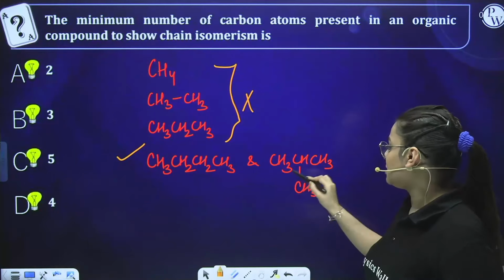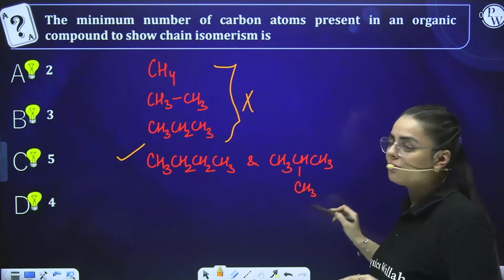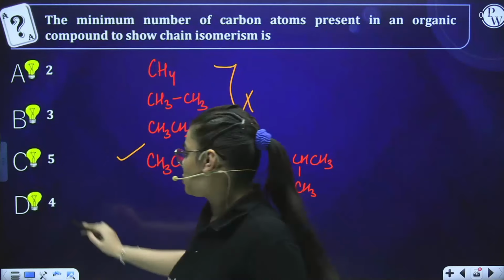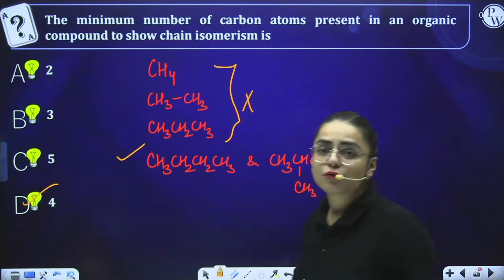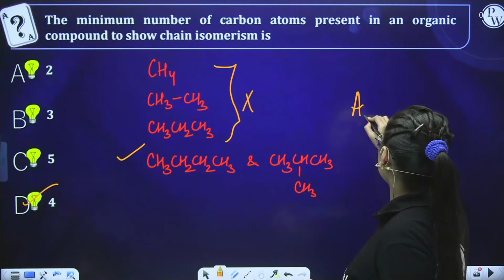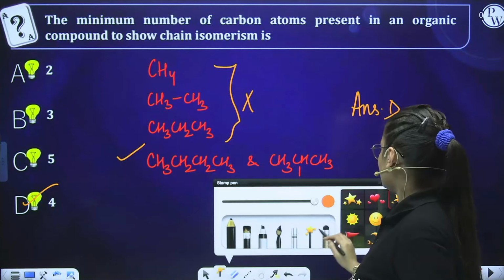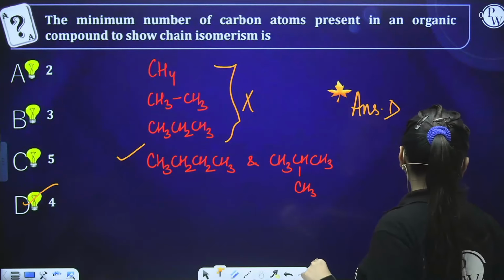If I see here, 3 plus 1 is 4, 4 plus 3 is 7, 7 plus 3 is 10. So these are chain isomers of each other, and the answer is going to be option number D, that is 4. Clear? The answer is again going to be option number D. So students, now let us proceed towards the next question.